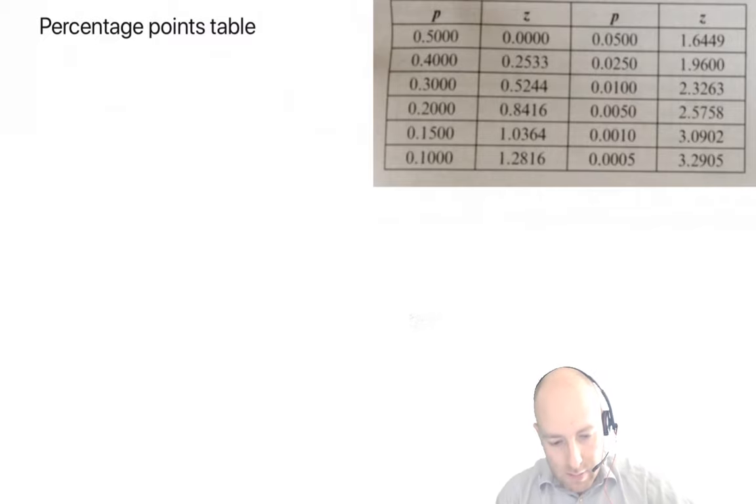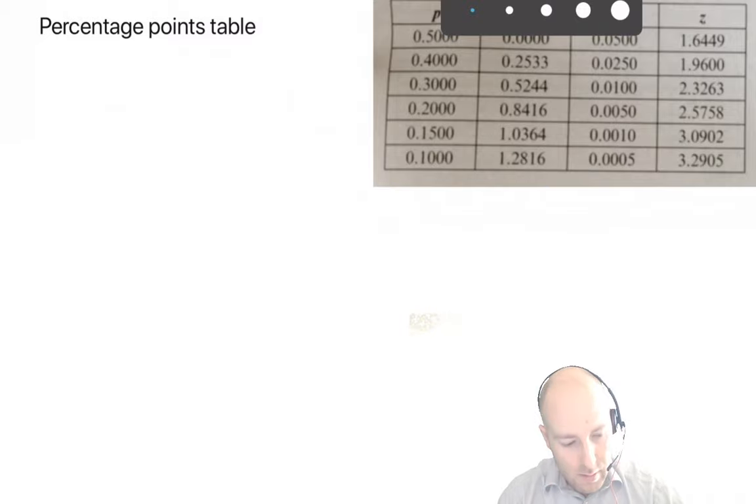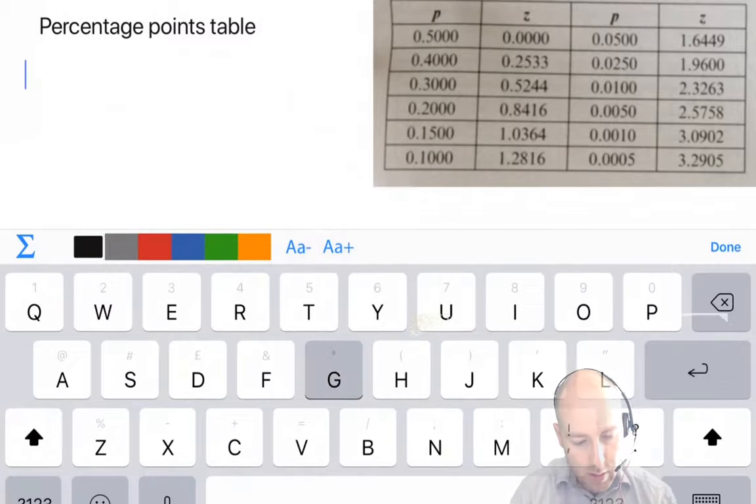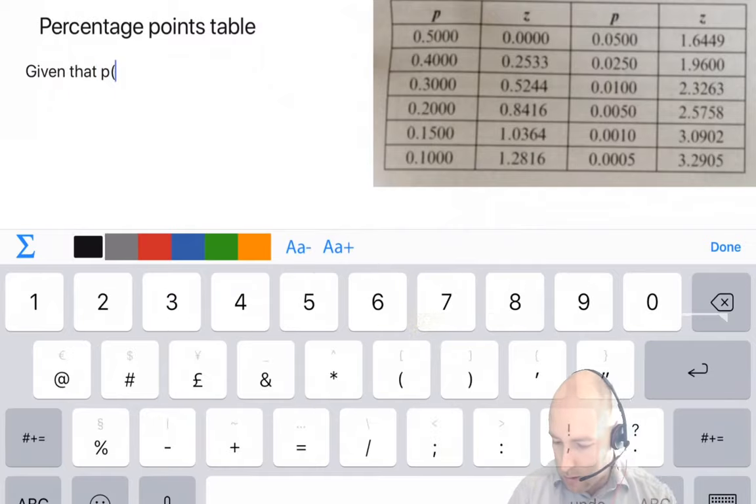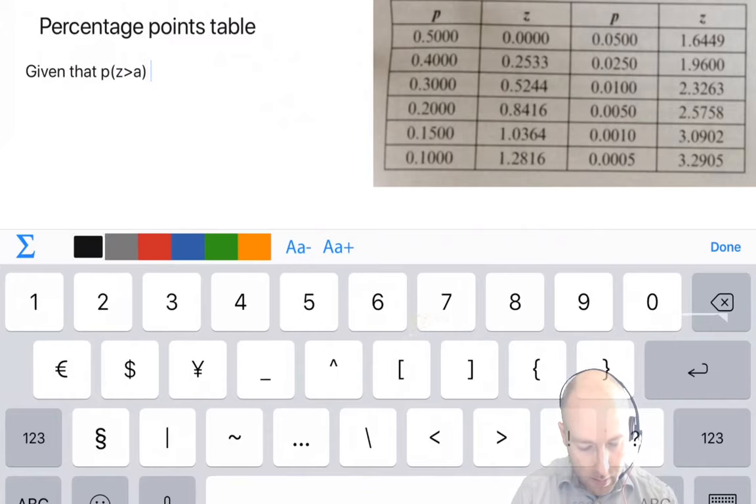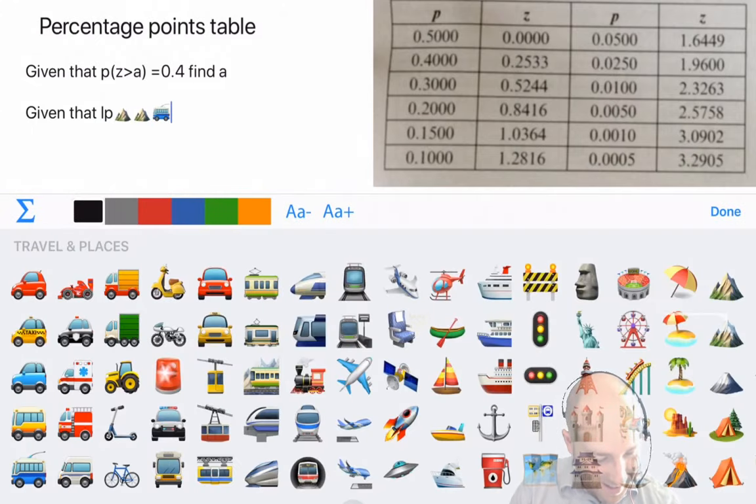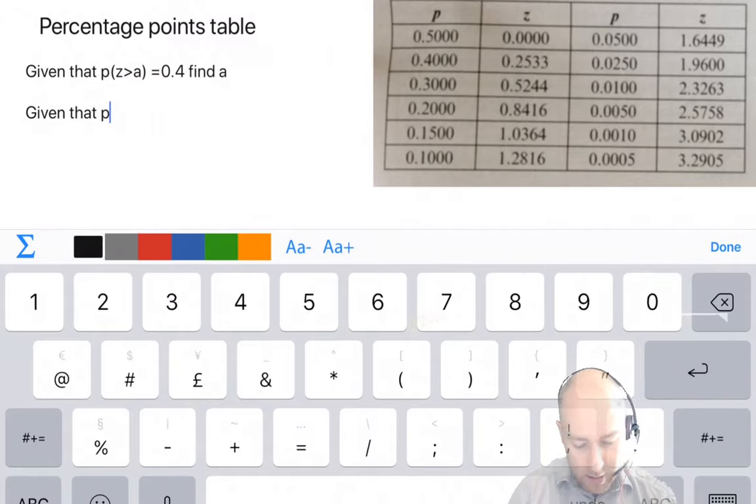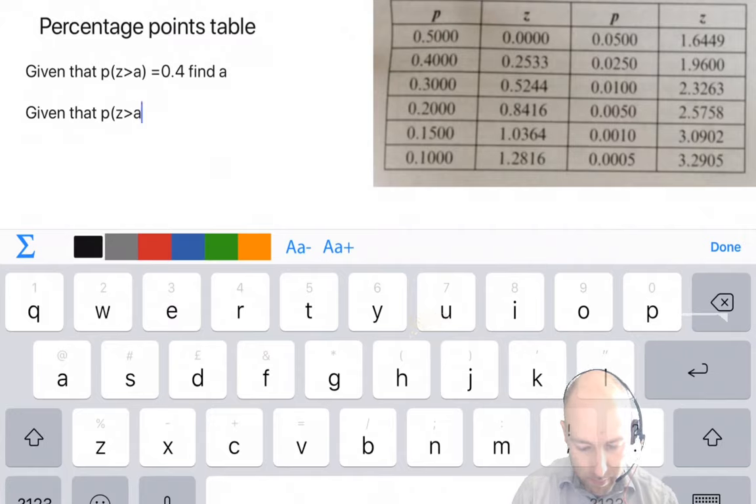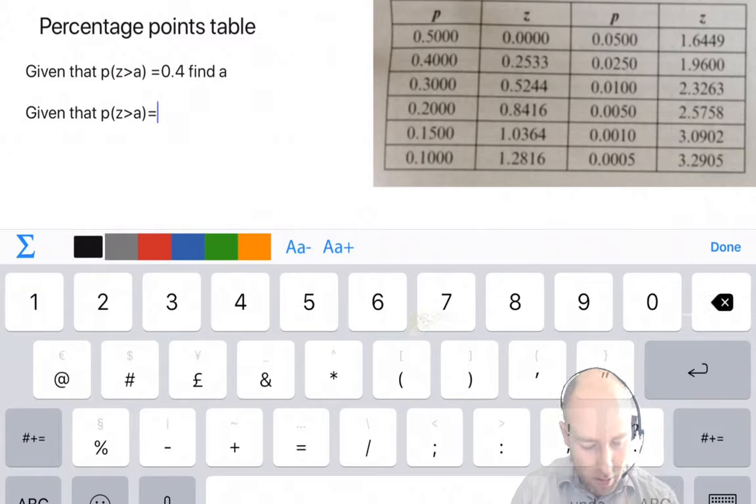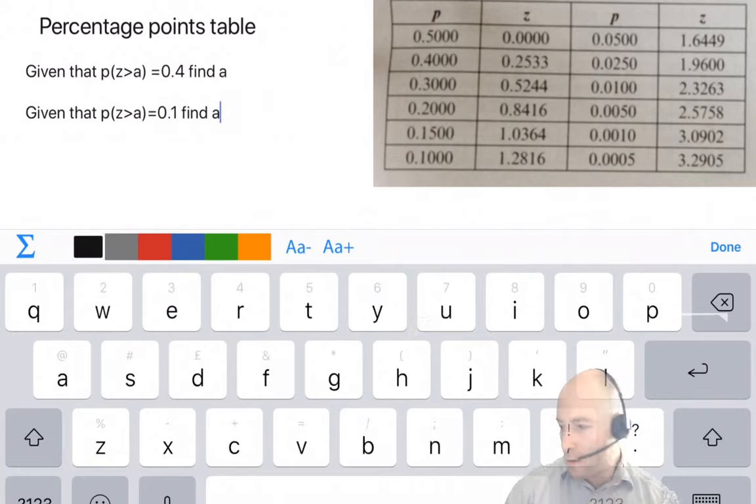So the question is, given that probability Z is greater than A equals 0.4, find A. Part B, given that probability Z is more than A equals 0.1, find A. So could you guys try these two?